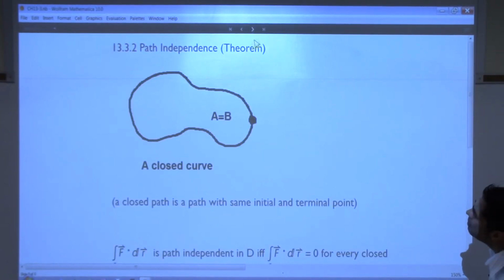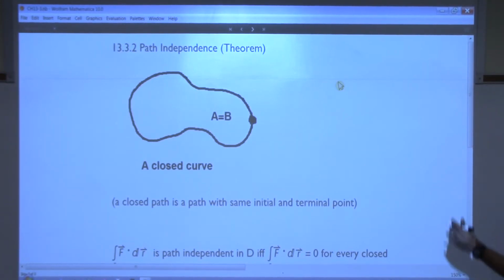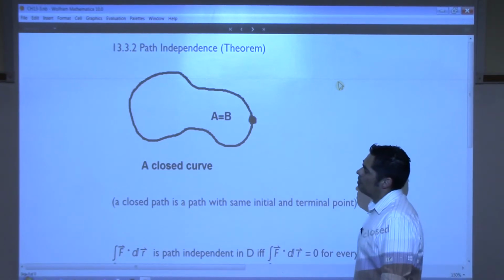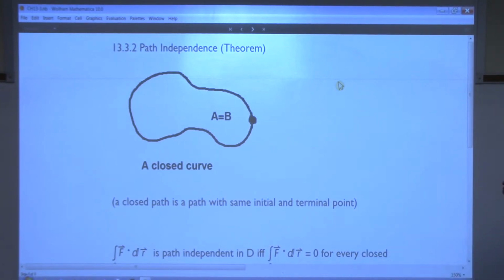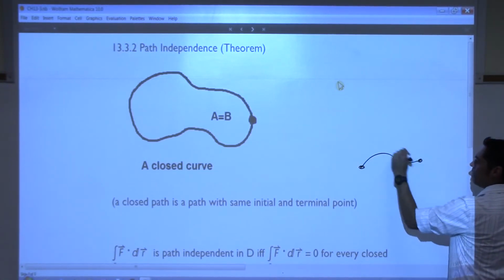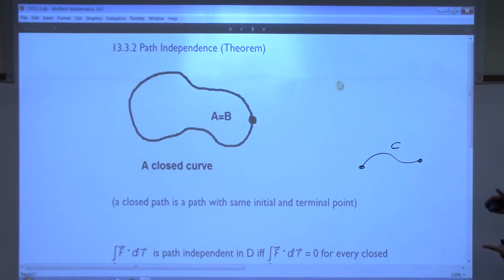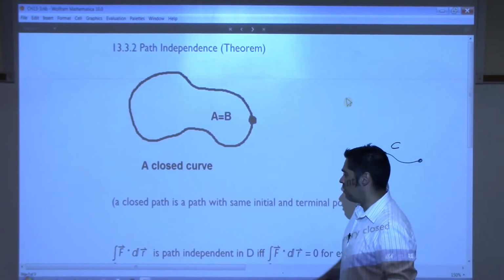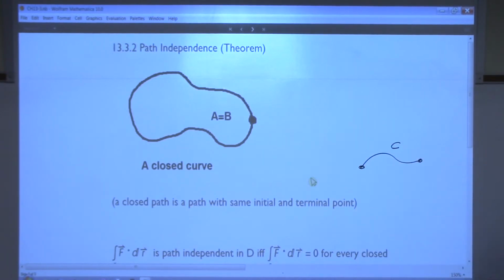All right, we have a theorem that has to do with what's called path independence. First of all, let's get something defined here. What we have drawn there is a closed curve. So instead of just having some curve that starts at a point and ends at a point, what we want is for the starting and ending point to be the same. If we do that, then we have what's called a closed curve, or closed path. A path that has the same initial and terminal points.